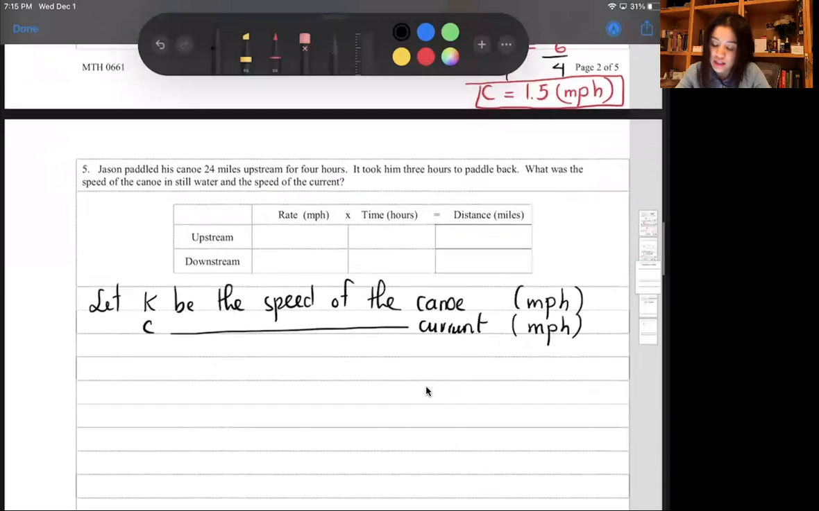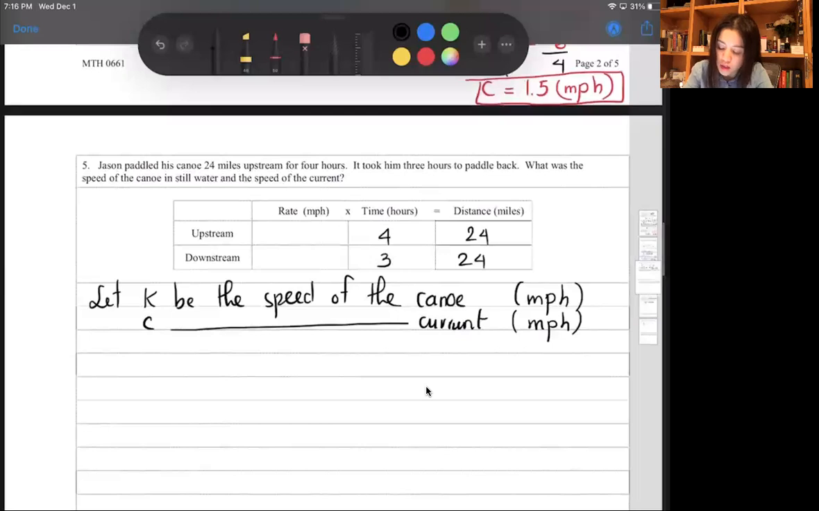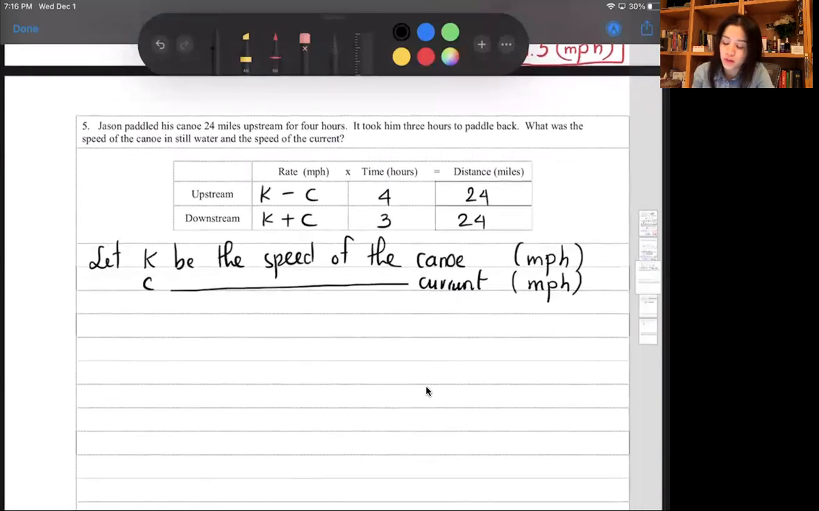Right. So the distance is 24 miles back and forth. So distance 24 miles for both. Times: upstream, it took Jason 4 hours. Downstream is 3 hours. Paddle back downstream is 3 hours. The rate for upstream is gonna be, remember upstream is subtract, downstream is addition, right? So upstream is gonna be the canoe minus the current, K minus C. And downstream is canoe plus the current, the speed of the canoe plus the speed of the current.